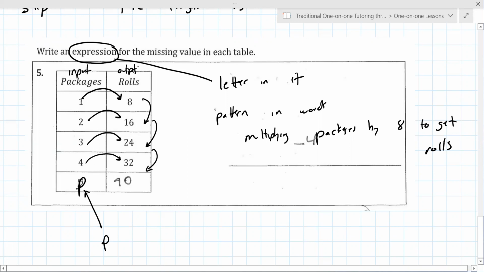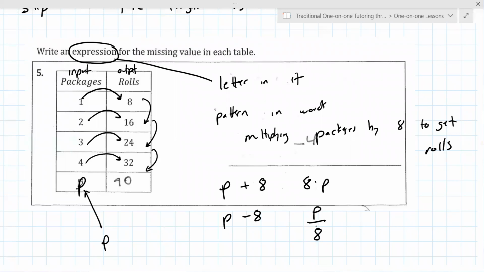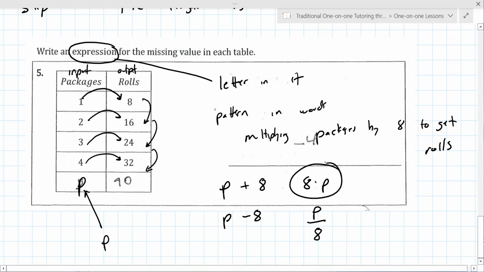So what your instructor was looking for was something involving P. And we talked about it being either P plus 8, P minus 8, 8 times P, P divided by 8. Which of those rules works? It would probably be P times 8. Yes. The strategy here was to maybe write them all out and convince yourself that one of them worked really well.